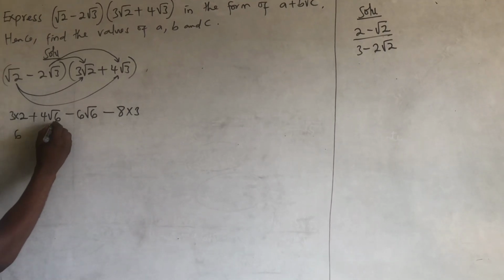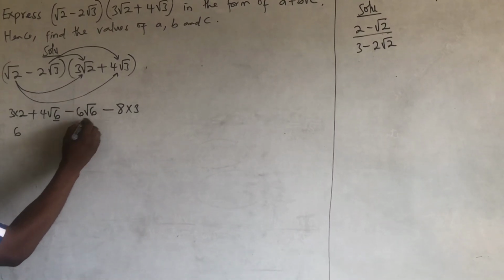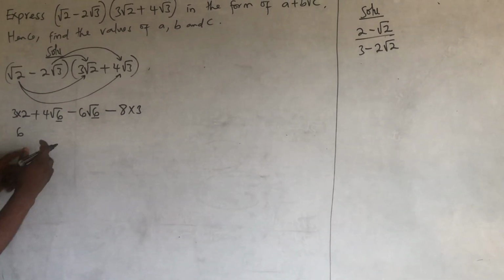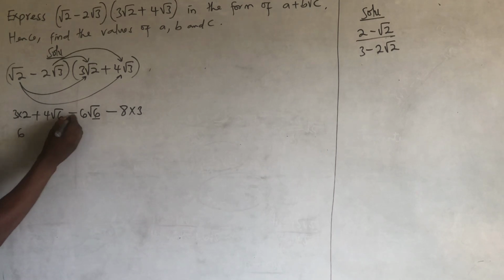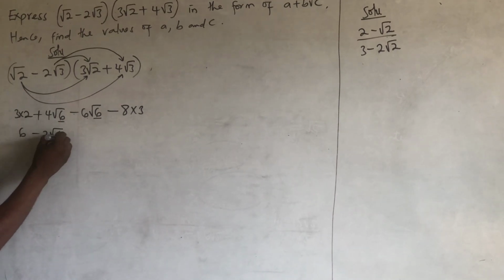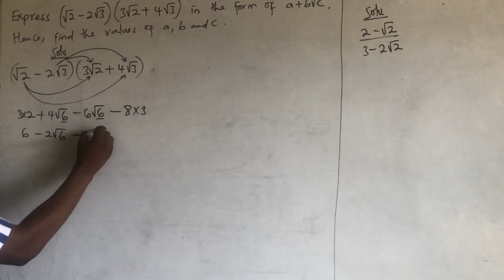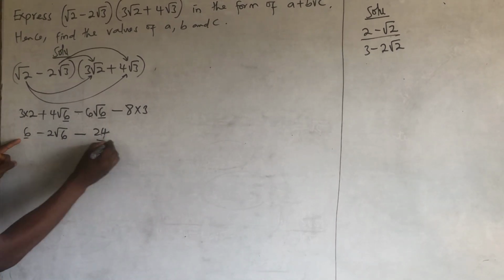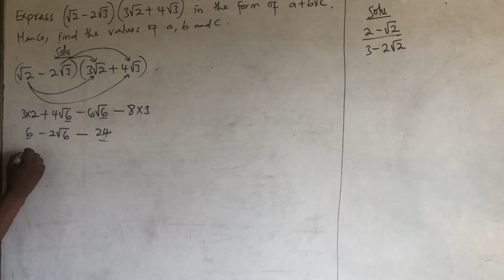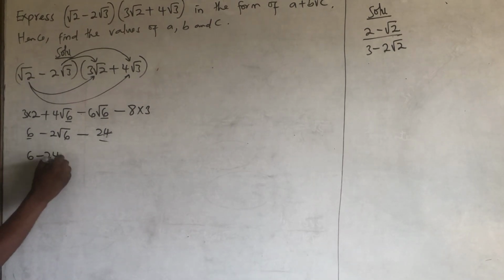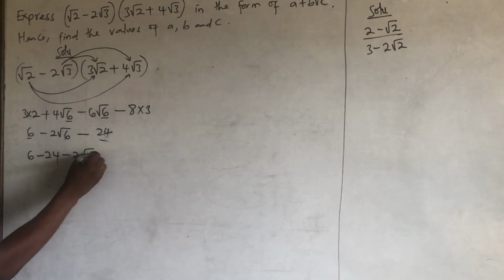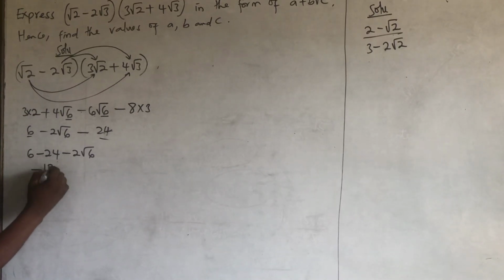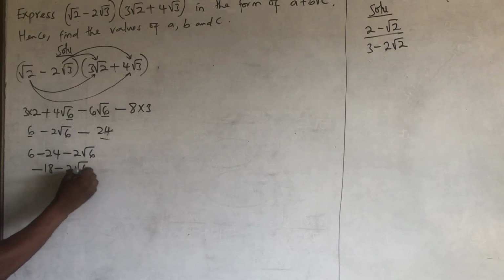Then you observe that this one and this one are the same root. They are the same surd, so we can operate. I can say 4 minus 6, that is minus 2 root 6 for these two here. Then minus 24. Okay. Then this and this are whole numbers, so that will be 6. I can collect the like terms. Then this one is minus 2 root 6, and if I have this, I have minus 18 minus 2 root 6.